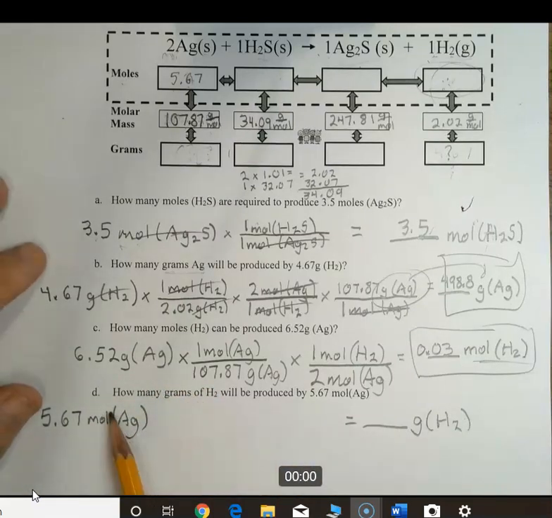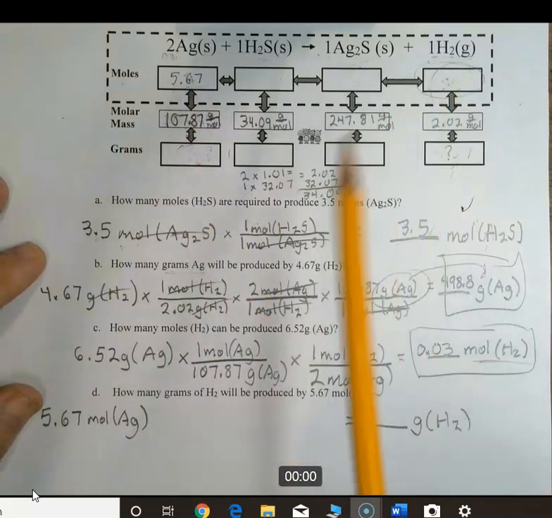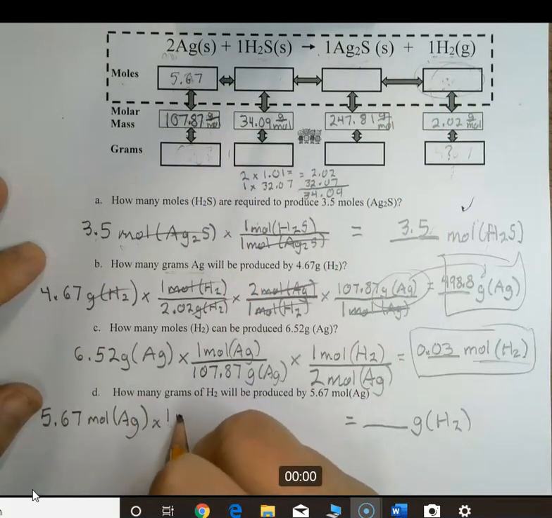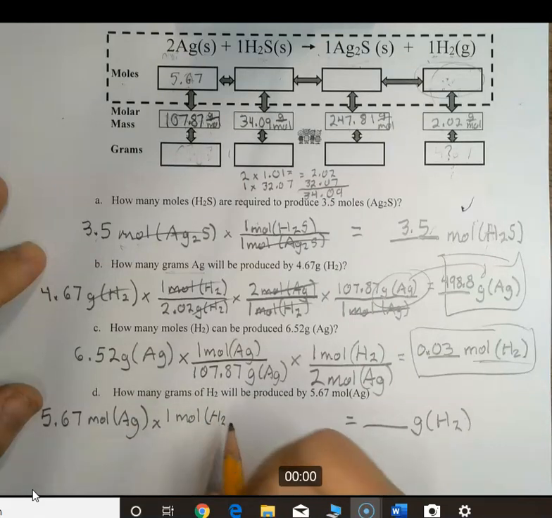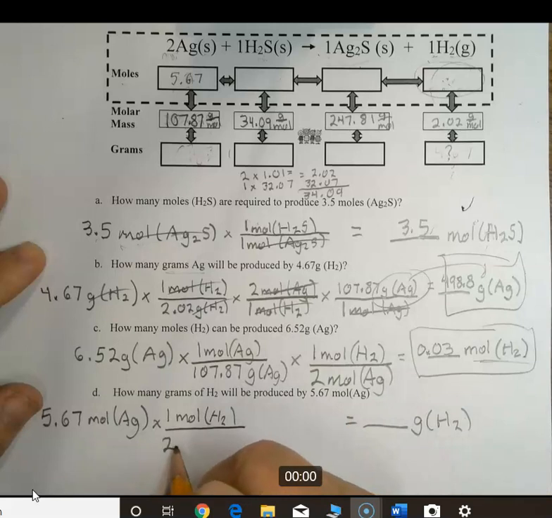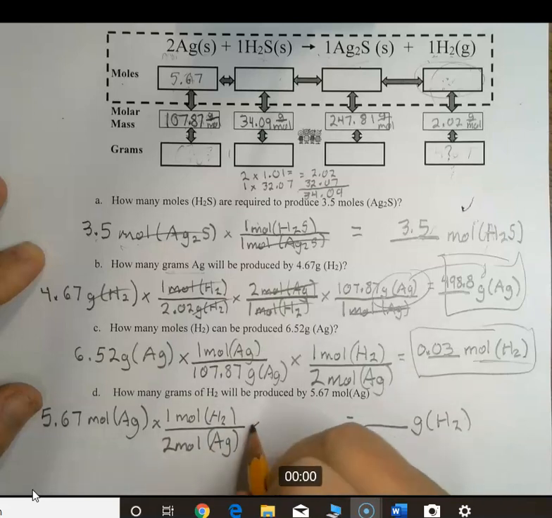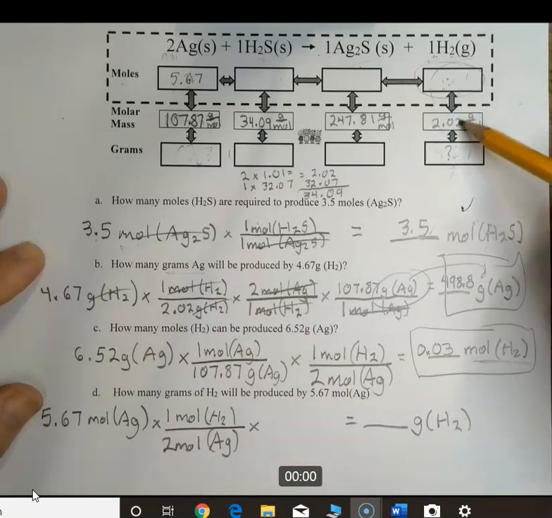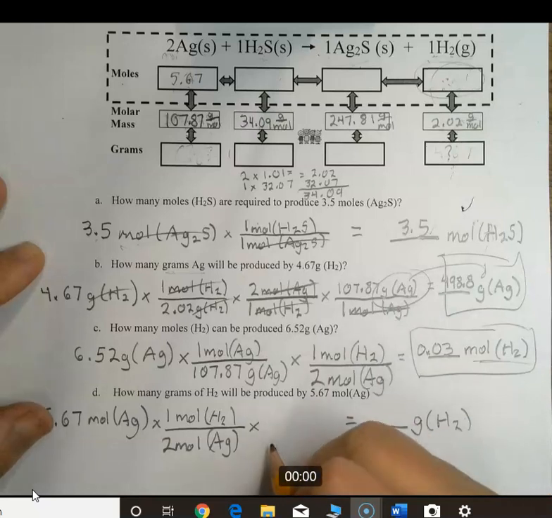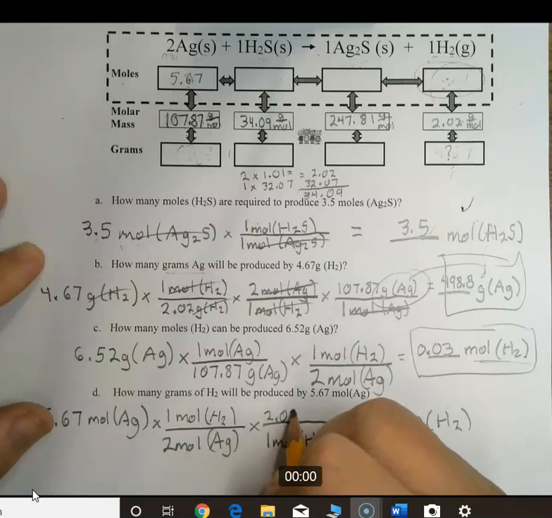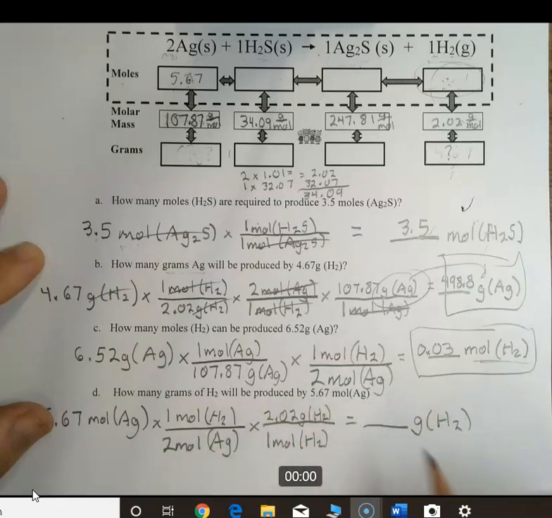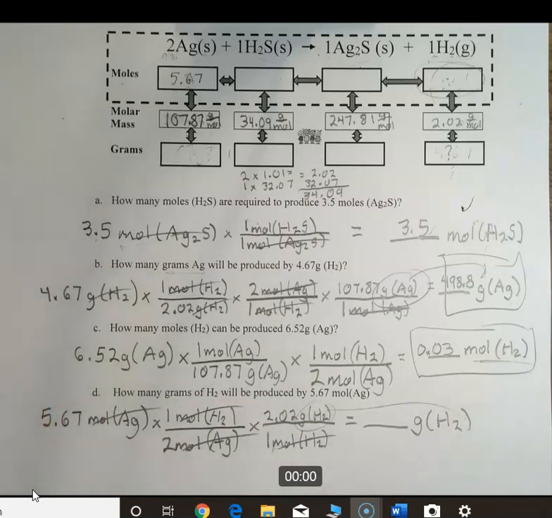Okay, so we're going from moles of Ag to moles of H2, so that's a 2 to 1. There's 1 mole of H2 for every 2 moles of Ag. And then you're going from moles of H2 out using the molar mass. So it's 1 mole on the bottom of H2. We need moles of H2 to cancel, and on top is the grams, 2.02 grams of H2. Cancel, cancel, cancel, cancel. Last man standing.